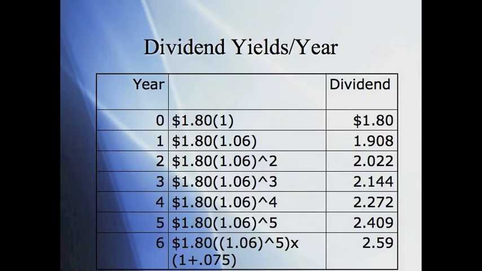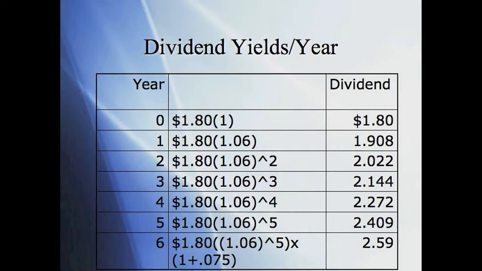In order to calculate the stock price for Peachtree in the future, we need to calculate dividend yields per year. For this, we need to discount the dividends at a rate of 6%, the growth rate. For the initial year, the dividend is $1.80. For year 1, you multiply $1.80 by 1 plus the growth rate, 1.06, giving you a dividend of 1.908. For year 2, you multiply the dividend 1.8 times 1 plus the growth rate, 0.06, to the power of 2, giving you a dividend of 2.022.